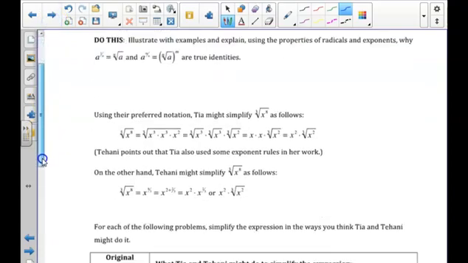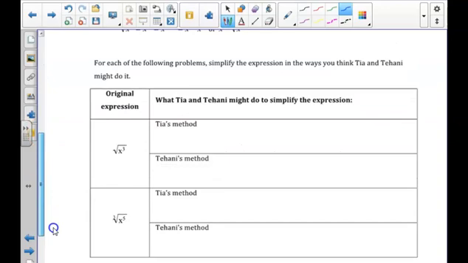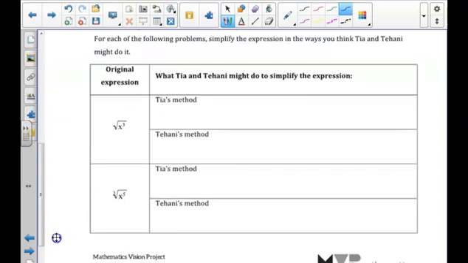So what's important about this lesson is comparing the difference between rewriting an expression in radical form to simplify it, and then rewriting an expression in exponential form to simplify it. So with Tia's method, we know that Tia prefers to work with radicals. So what we're going to do is take the square root of x cubed and rewrite that using radicals. So using Tia's method, we have the square root of x cubed.